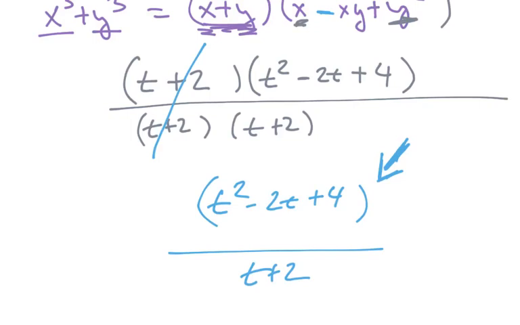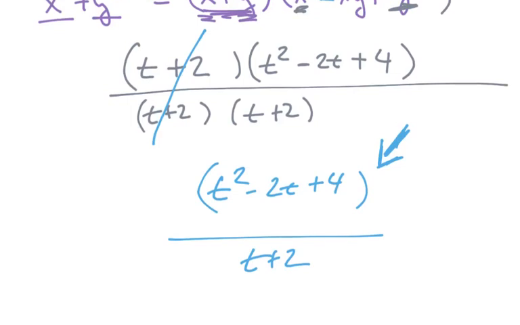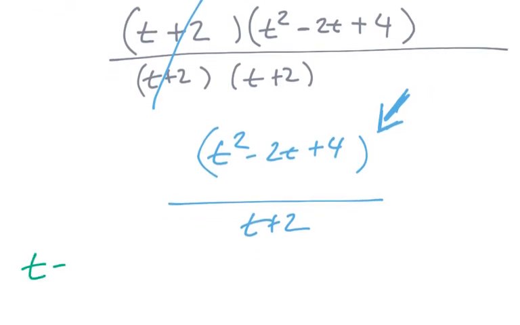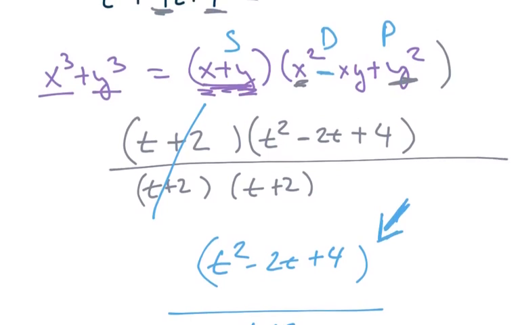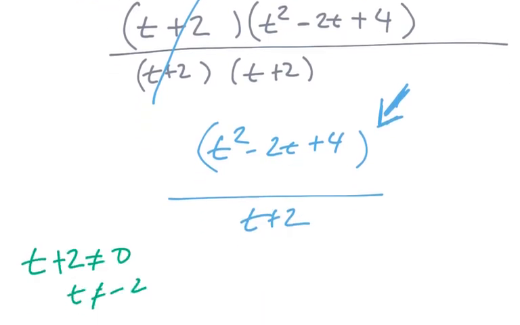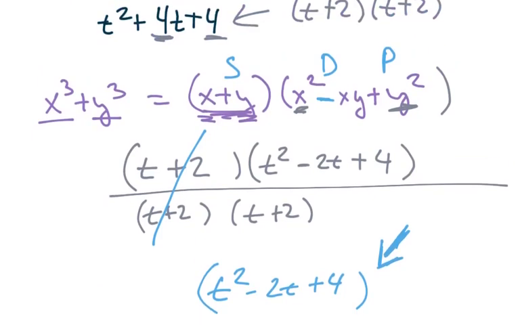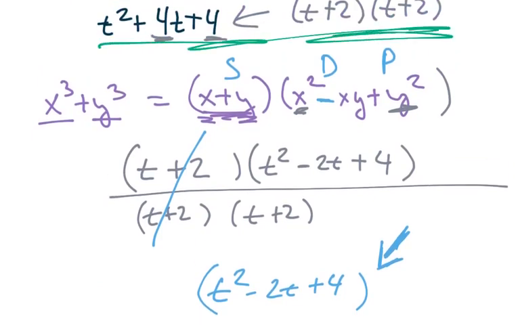However, since we're talking about the denominator, hopefully you'll also realize that the restriction would be that t plus 2 cannot equal 0 and t does not equal negative 2. And notice that comes not from the fact that here we're left with t plus 2, but from the fact that the denominator becomes t plus 2 and t plus 2. So, because both of these.